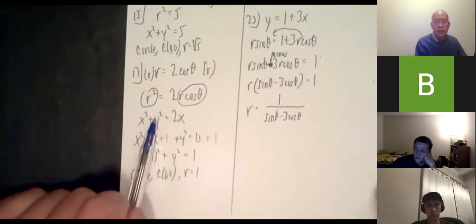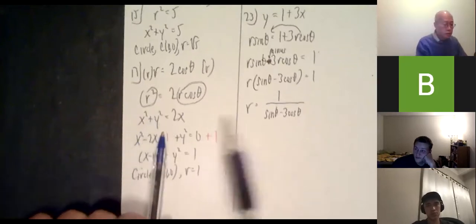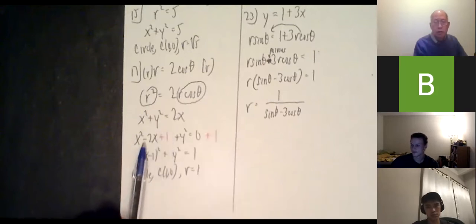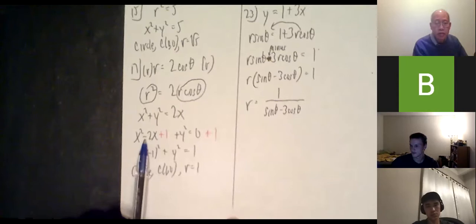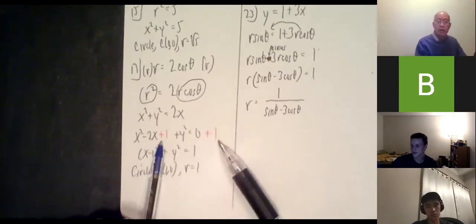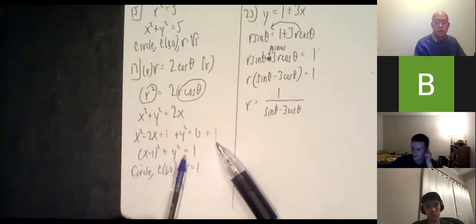Okay, what does that look like? I'll do a little bit of algebra here. Subtract 2x. x squared minus 2x plus y squared equals 0. I complete the square, right? Half of -2 is -1, squared is 1. Add 1 to both sides. That way you can factor this into x minus 1 squared plus y squared equals 1.